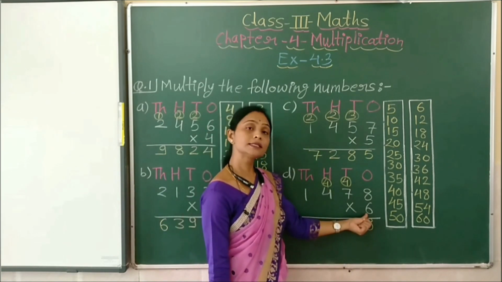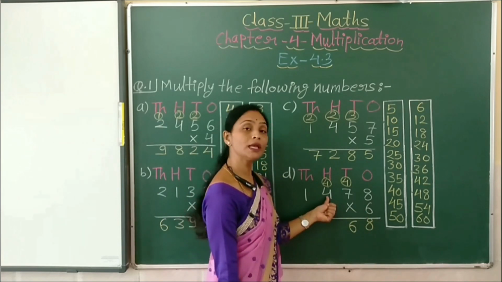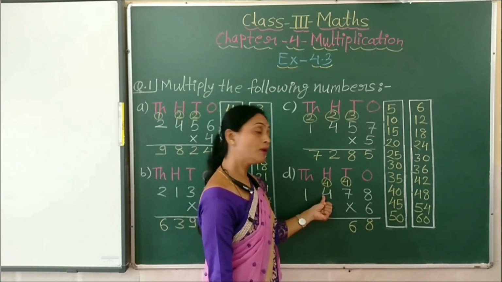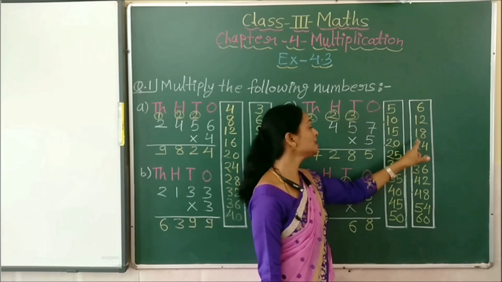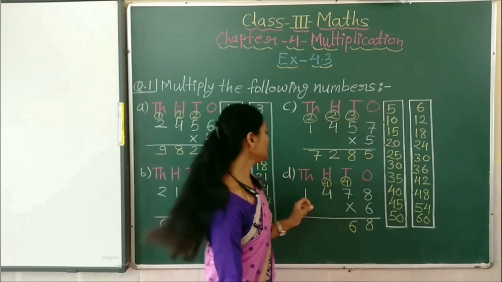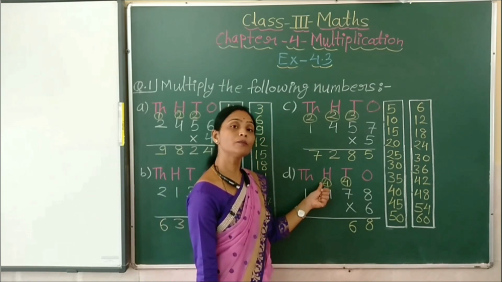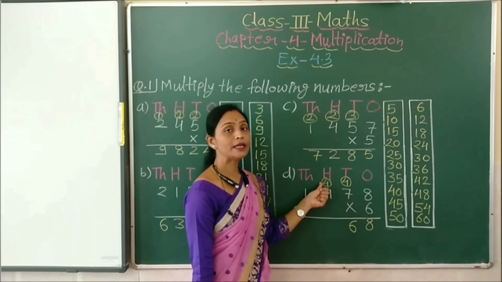Now again the 6th table how many times we have to read? We have to read this 4 times. 6 ones are 6, 6 twos are 12, 6 threes are 18 and 6 fours are 24. And then 24 plus 4 how much?